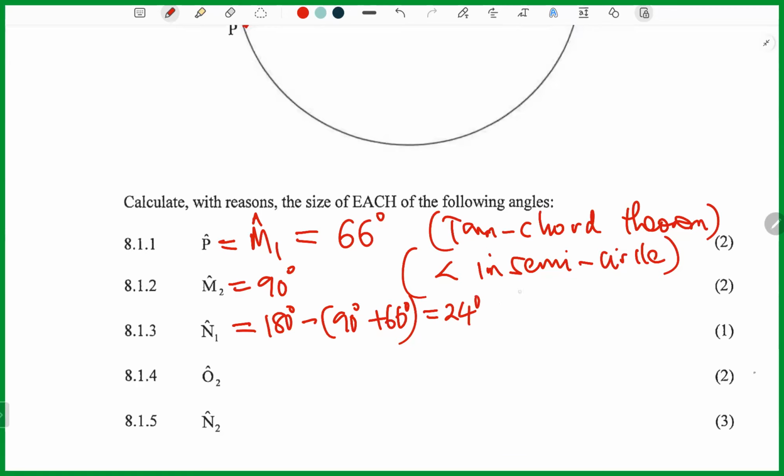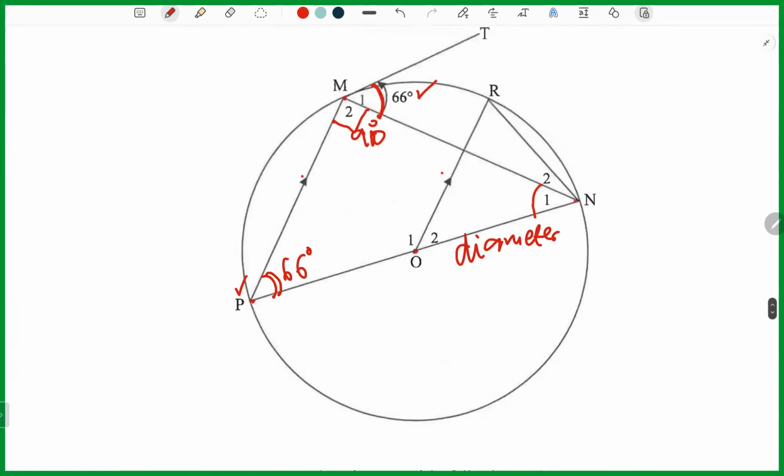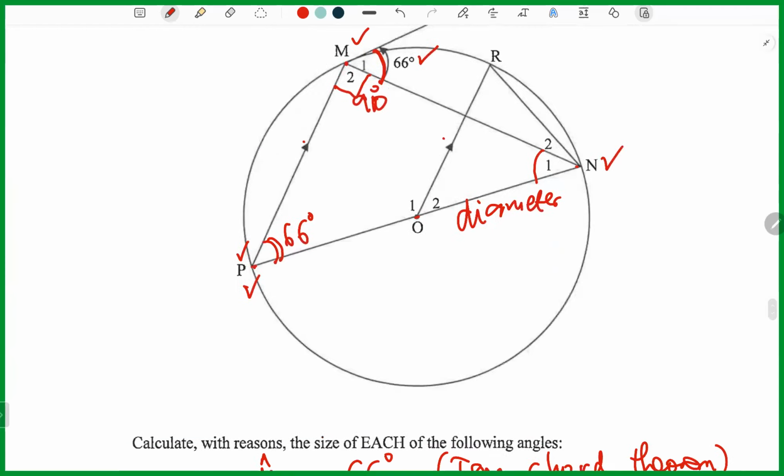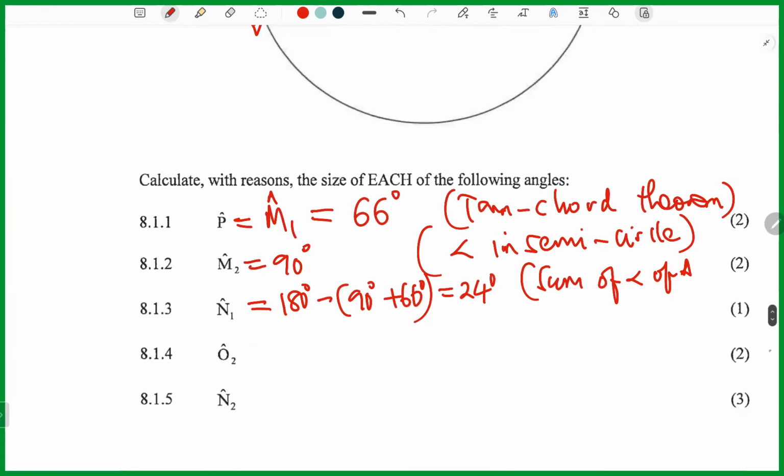Why? Because of the sum of angles of triangle MNP. The sum of angles of triangle MNP.